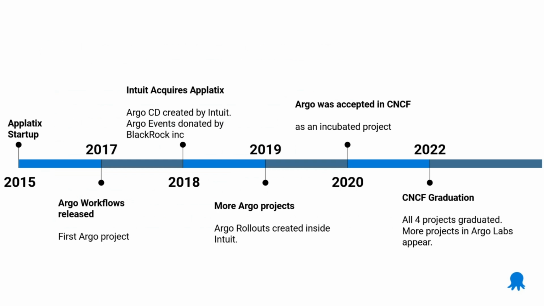So this is the project history. Everything started in 2015 by a small company called Applatix. They created the first Argo project, which is what we know today as Argo Workflows. Then Applatix was acquired by Intuit. Intuit created Argo CD, which is the second project. Then another company donated Argo Events. And then finally, we have Argo Rollouts.